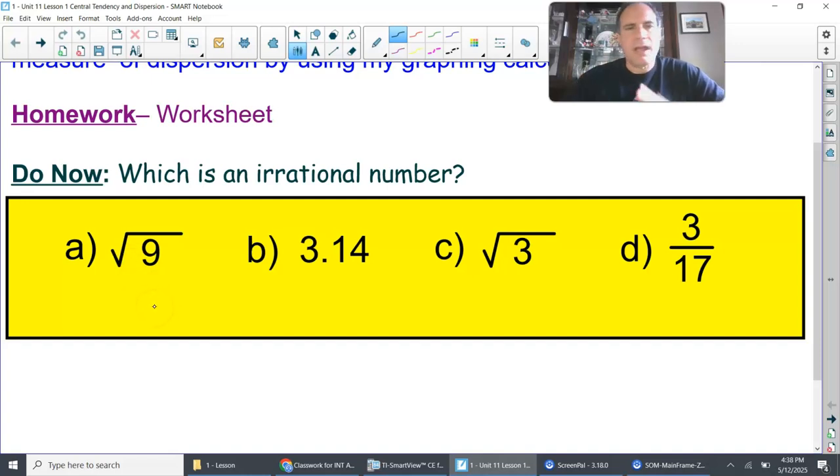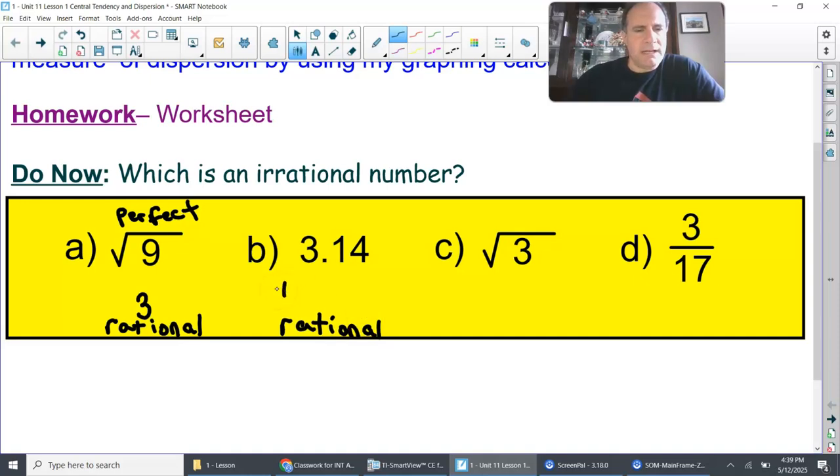So you could use your calculator for this, but square root of 9 you should know is 3, and that is rational. Perfect square. .14 is rational. Again, this is a terminating decimal.